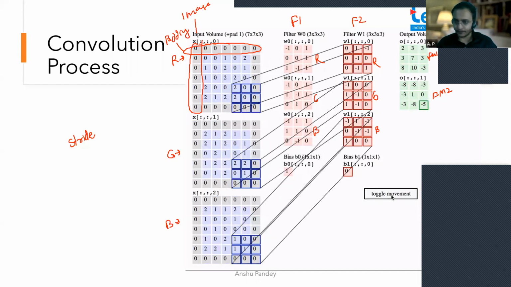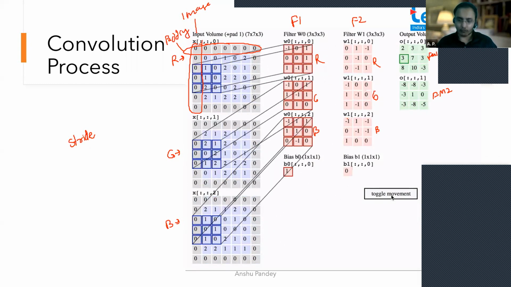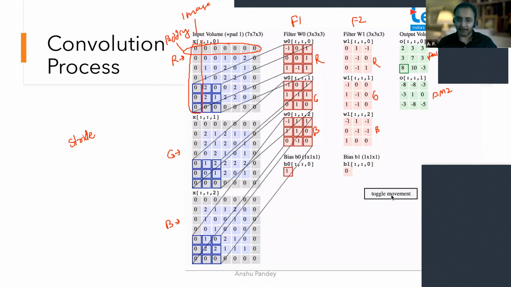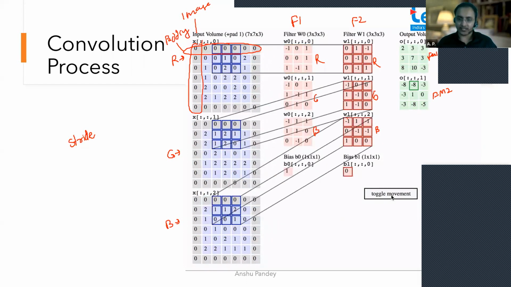If that answers the question. There's a question: what is the operation performed between the image and the filter? Do we have any averaging? Yeah, definitely there is an averaging. If you have multiple channels, there is an averaging. There is an averaging between multiple channels of RGB.